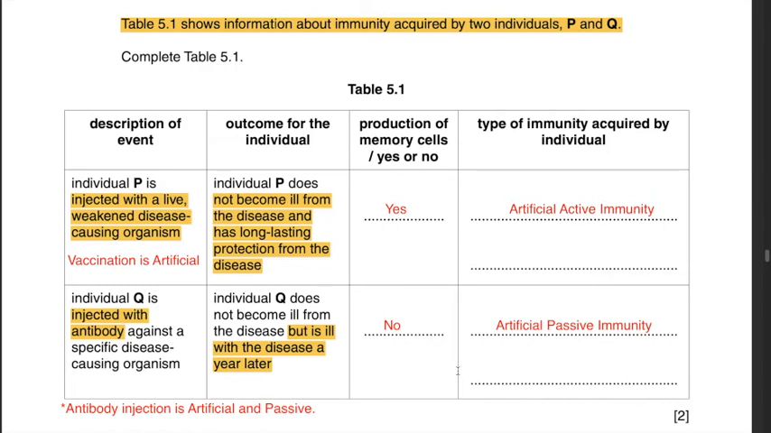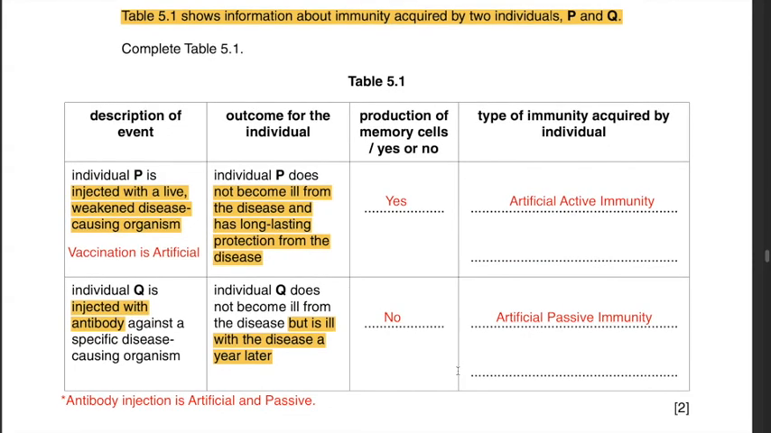If not now, the person will become ill after some years. Therefore, it is not active immunity. And since it is passive immunity, there will be no memory cells being produced, because memory cells are only produced in active immunity. Therefore, there should be no for production of memory cells, and the type of immunity is artificial passive immunity.